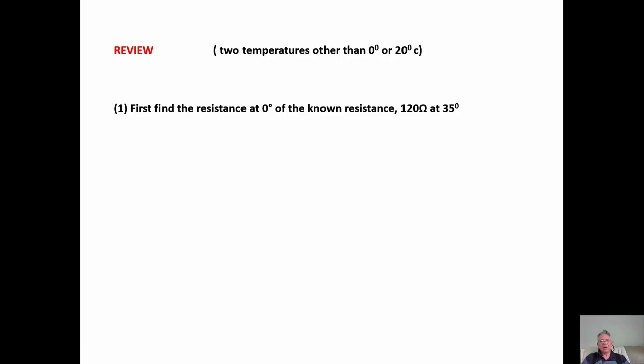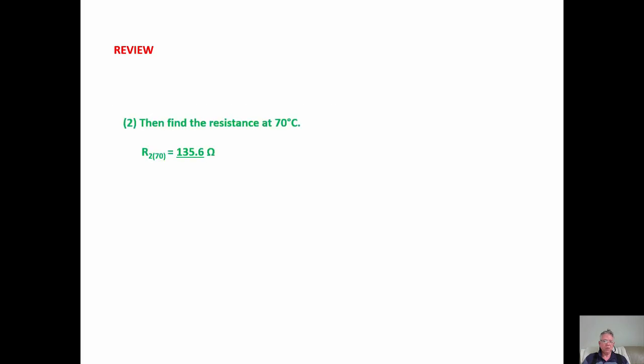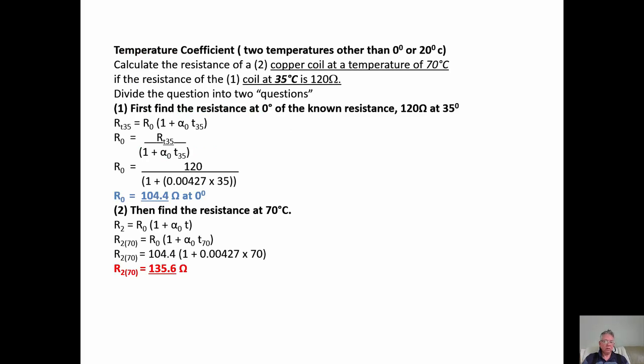Quick review: the two temperatures other than 0 or 20 degrees centigrade. At 0 degrees of the known resistance, we found the answer there as being 104.4, and then the resistance at 70 degrees centigrade was 135.6 ohms. And there's the overall. So at 35 degrees, it was 120. At 0 degrees, it was 104. And then at 70 degrees, it was 135.6. So by that we can see as the temperature increases, so the resistance increases.